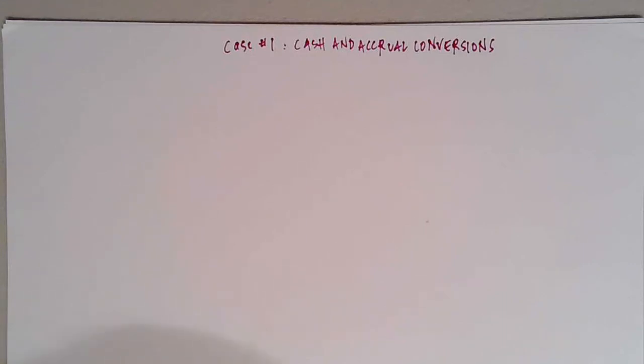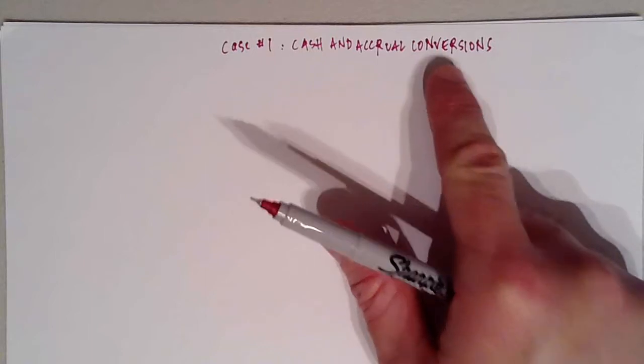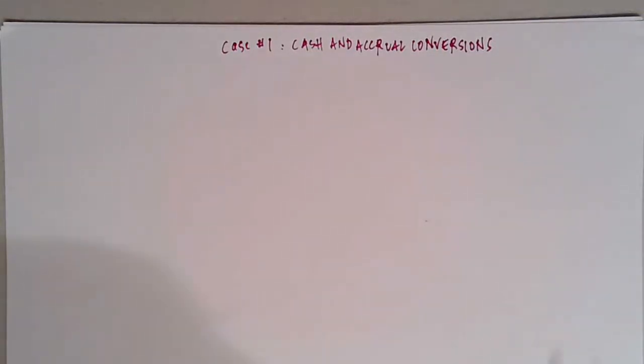All right, in this video, I'm going to look at a couple of the problems under case number 1. I'm working from the cash and accrual conversions problem set, which is in your Module 2 content area. It's just a little addendum to the Module 2 information. So let's jump into it.